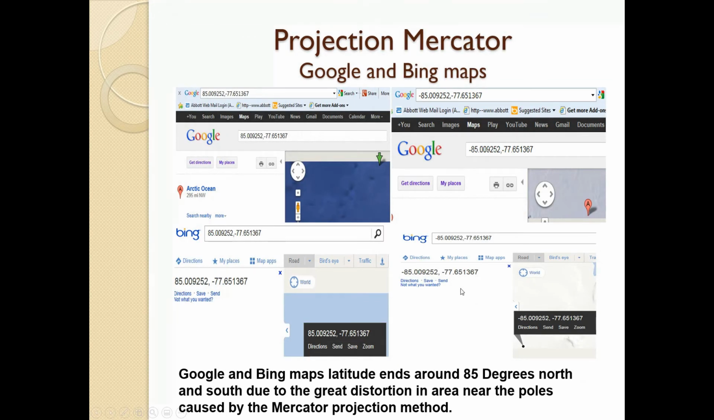Another thing, because of that problem with the vertical cylinder, the further north you go, the more and more distorted it gets. Google and Bing Maps, as you can see, almost cut off the projection because they both use the Mercator projection. They cut it off at about 85 degrees north and south. At that point, everything becomes very distorted, so it's usually not very accurate at those places.